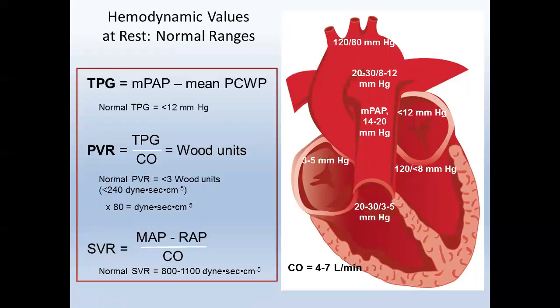How do we calculate it? What is TPG? TPG stands for transpulmonary gradient. This is the gradient across your pulmonary circulation. So it is the difference between your mean PA pressure and your wedge pressure, which is the downstream pressure.